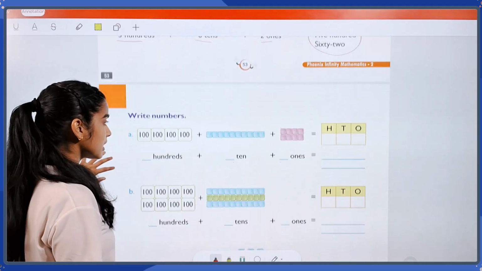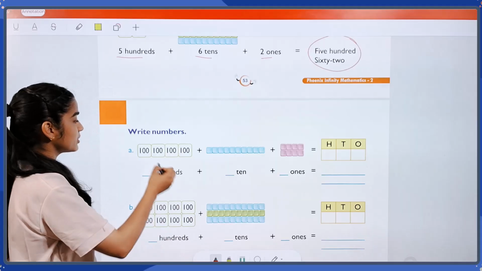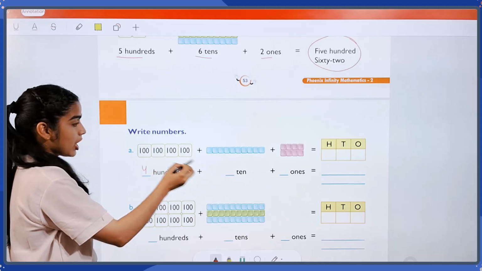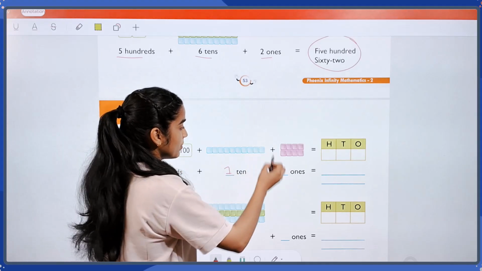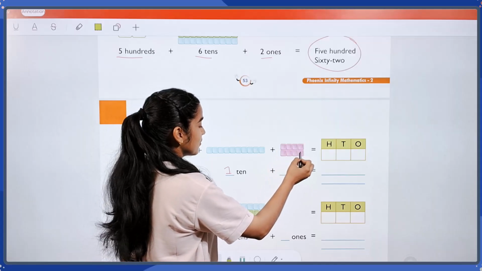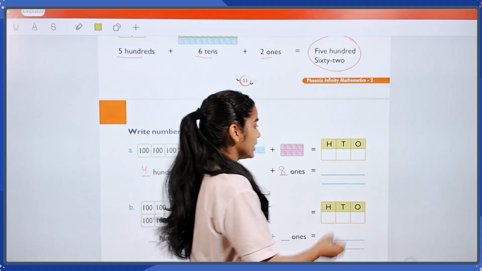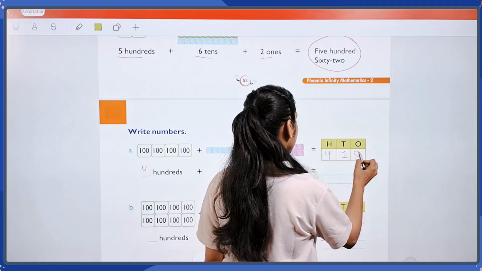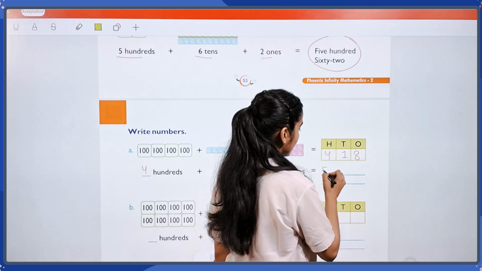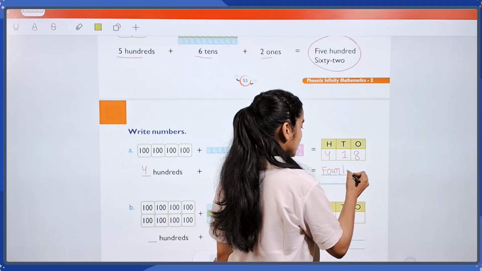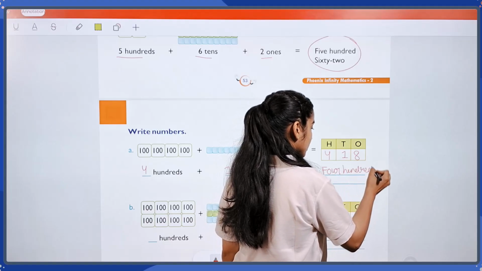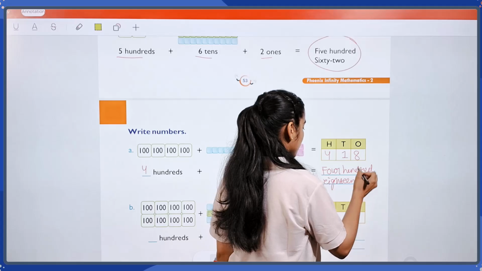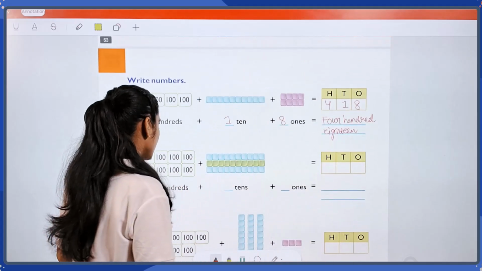So you can write for this also. First count how many numbers you have. How many hundreds do you have? 1, 2, 3, 4. 4. How many tens? Only 1. How many ones? 1, 2, 3, 4, 5, 6, 7, 8. 8 ones. So first you write in the hundreds place 400, 1, 8. So 418 is your answer. First we write 4, then 100, and after 100 we can write 18. 418.